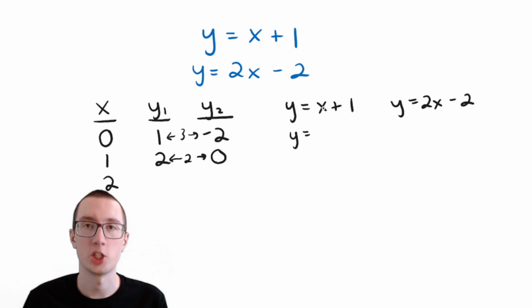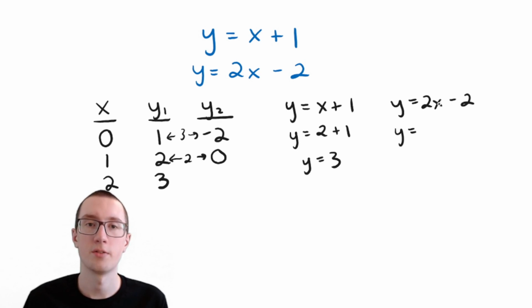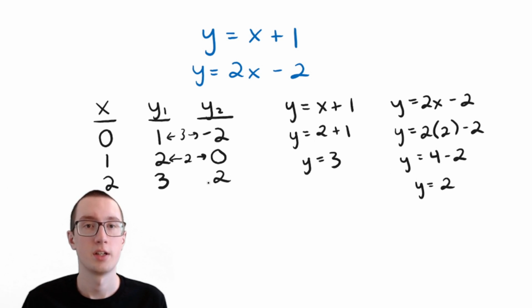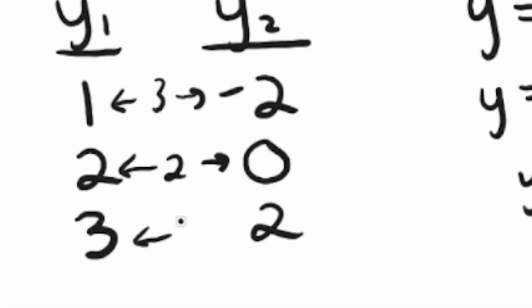y equals, we change x for 2. 2 plus 1. 2 plus 1 is 3. So y is going to be equal to 3. And we'll go ahead and put that in our table. Now let's do the same thing for the other equation. y equals, we're going to plug in 2, and the minus 2 carries over. So 2 times 2 is 4, and then minus 2 carries over again. 4 minus 2 is 2. So we're going to go ahead and put in 2 in our equation. And you'll notice here we're even closer now. 3 and 2 are only 1 apart.